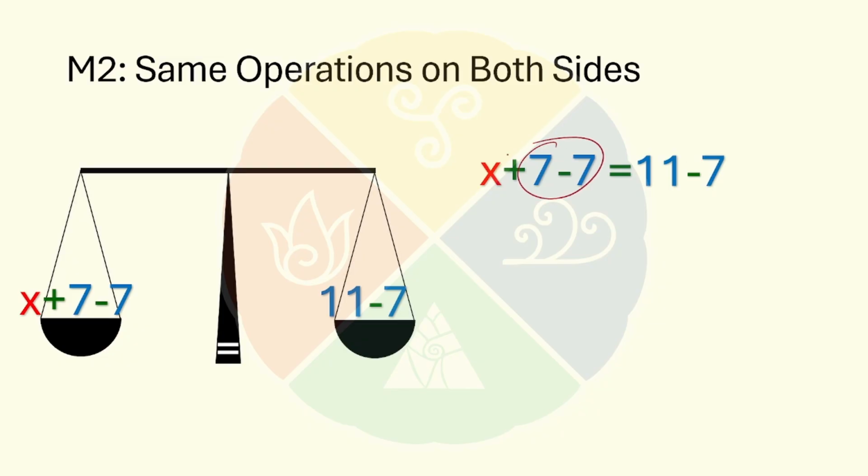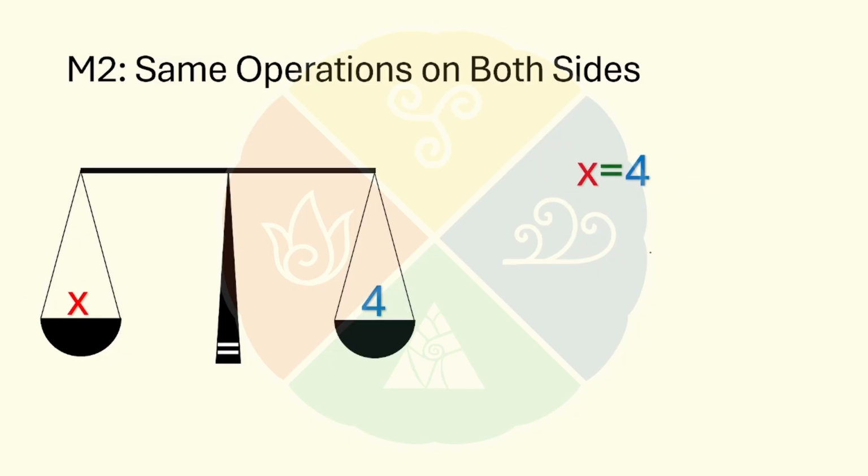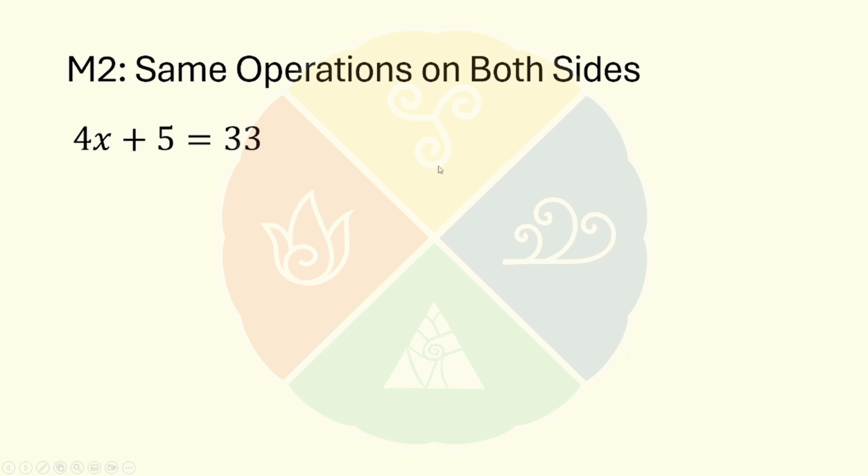Now, if you look at this, x plus 7 minus 7 will get cancelled. Only x is left. 11 minus 7, you will get 4. You'll directly get the answer. So how this method works is that you basically cancel out the stuff which you don't want. Now, here 4 is getting multiplied by this x and 5 is added. You remember our BODMAS? So this is a crude way of starting how to solve it.